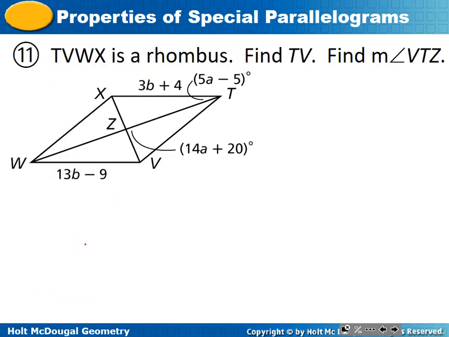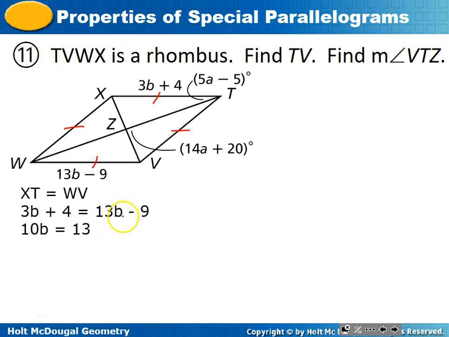So number 11 says TVWX is a rhombus, find TV, and find the measure of angle VTZ. So the first thing we know is that all these sides are congruent because it is a rhombus. So that means that we can set those opposite sides equal to each other. That would mean XT is equal to WV. And so we do 3B plus 4 is equal to 13B minus 9. We're going to subtract. I did this opposite, but either way, it doesn't matter. It would be negative 10B is equal to negative 13. And then we're going to divide by 10, and so that's going to give us 1.3.